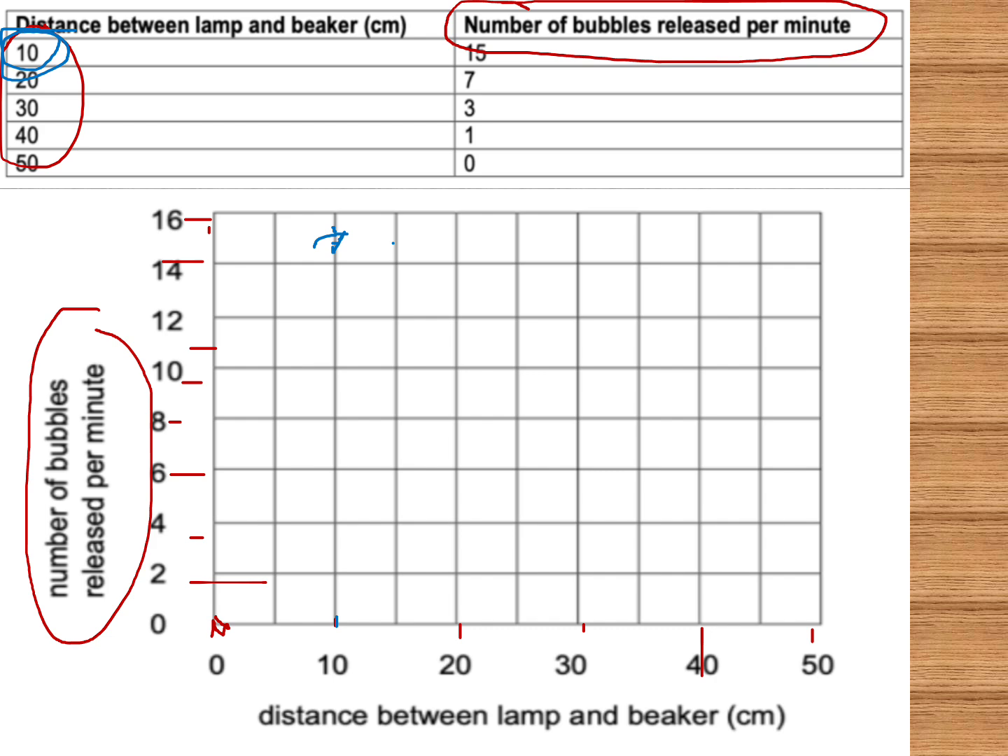Okay, what about the next number, 20? When the distance was 20, the number of bubbles was 7. So this is 20 and my number of bubbles is here, right in the middle, between 6 and 8. This is the 20. Okay, now what about the next one? 30. At 30, the number of bubbles was 3. So at 30, the number of bubbles is 3. So we have here, let me darken this number also, 7, and let me darken 15 also.